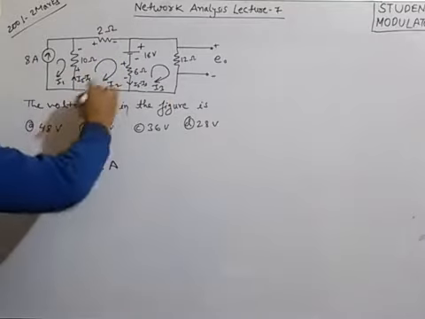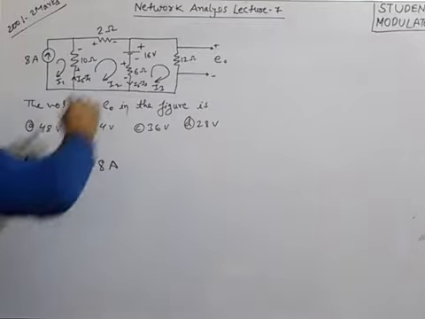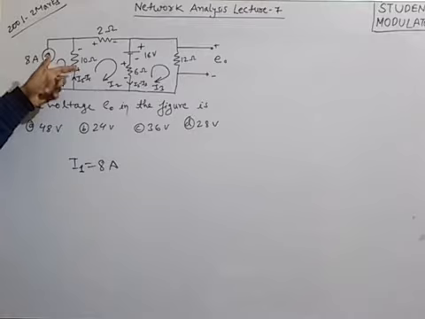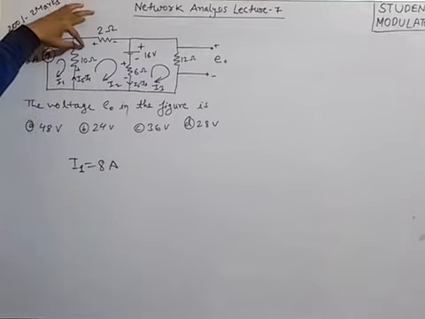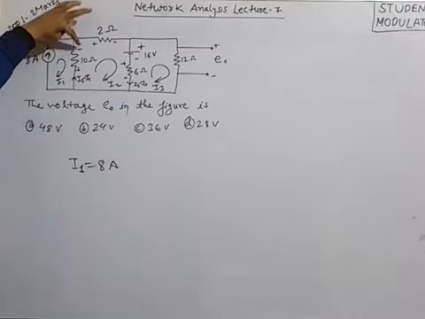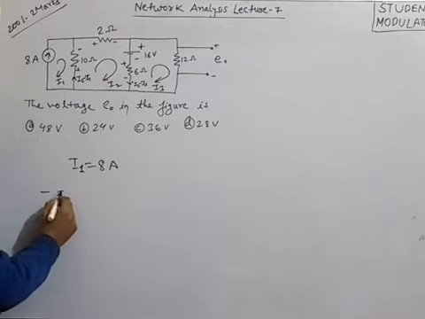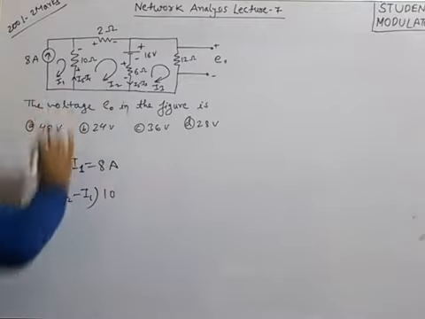Now writing the KVL for this mesh. I am taking the polarity of the exiting one. Taking the exiting polarity means if I am exiting from this element, here it is minus. So minus (I2 minus I1) into 10. This is the voltage drop across it.